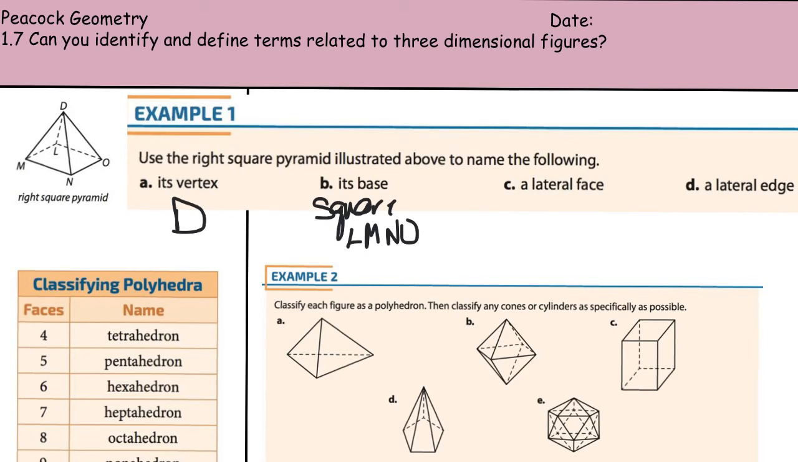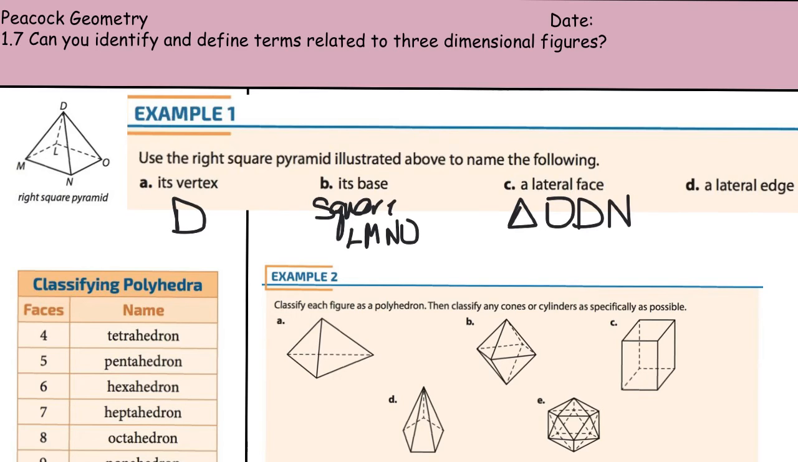C, name a lateral face. So these are the sides that go from the base up to the vertex. Well, all of these are triangular shape, so I'm just going to pick triangle ODN. There's a bunch of others. There's MDN, there's MDL, and there's ODL. Those are all lateral faces, so there's 4 lateral faces here.